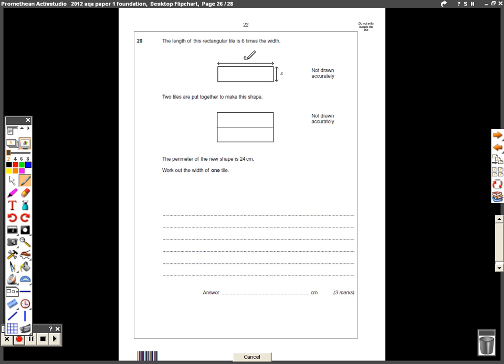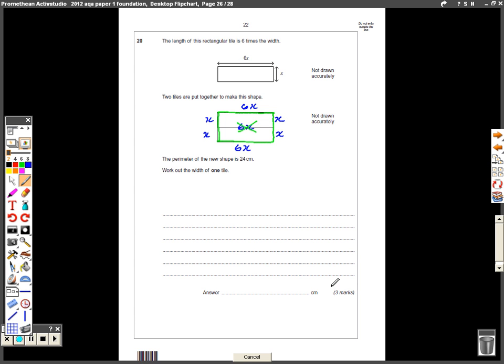The tiles are put together to make this shape. Okay, well this new shape is going to have x, 6x, x, x, x, and 6x, and it would have a 6x in the middle. It says the perimeter of the new shape is 24. Now what is the perimeter of the new shape? Well, the perimeter is the distance around the outside. That line in the middle is tempting us to use that 6x, but that's not part of the perimeter. So I don't want that.